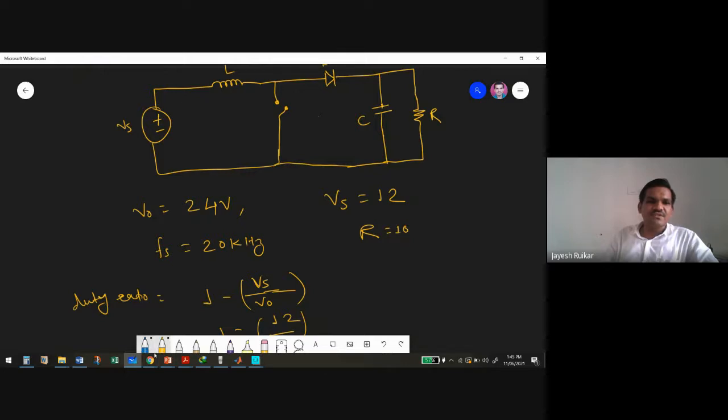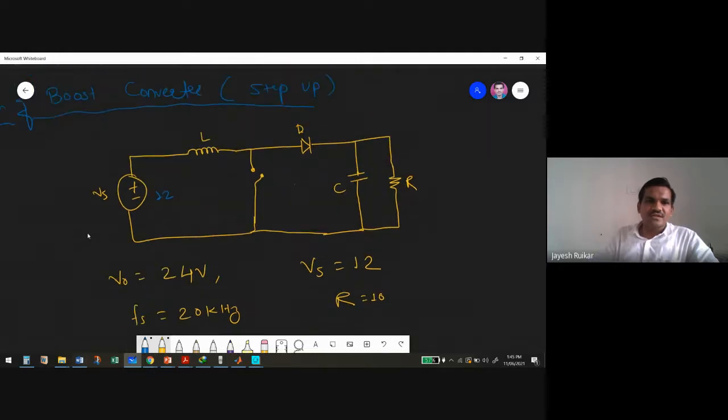So we have Vs equal to 12 volt. And then we have the value of L, which is 3.9063 into 10 to the power minus 5. Then we have the value of capacitance, 1.25 e to the power minus 4, and the R value is 10. Then we have the PWM connected to this switch. We will simulate this now.